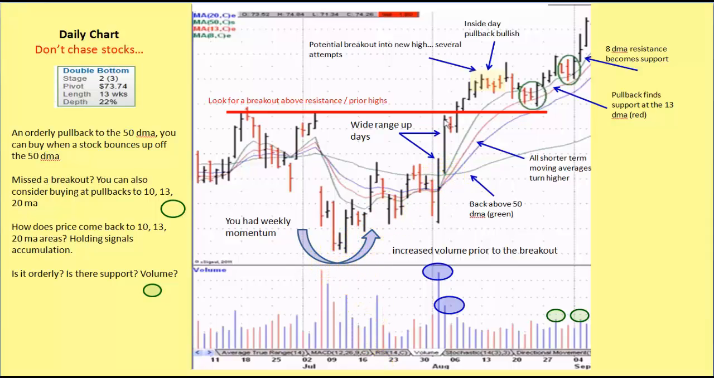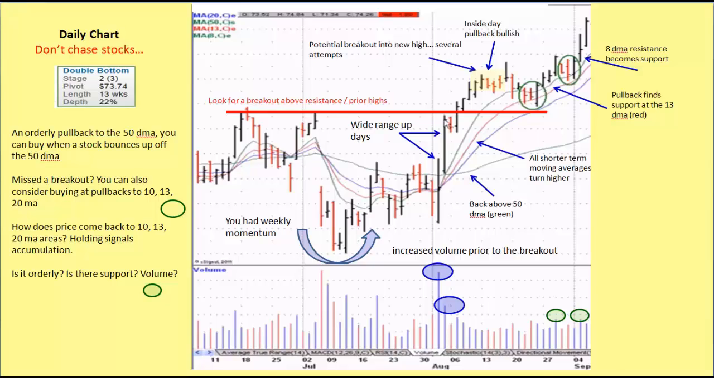Using orderly pullbacks to the 50-day or whatever moving average seems to be containing price movement is a great way to get in on a stock. It's a logical place that you could re-enter, and it's also a great place to add to a position. So if you missed a breakout, you have the moving averages, and it doesn't just have to be the 50, it could be the 10-day or the 20-day or whatever moving average seems to be containing the bulk of the price movement. Whenever price holds at one of those key moving averages, that's signaling some sign of accumulation. Buyers are stepping in, institutions are stepping in to support their stock at those critical areas.